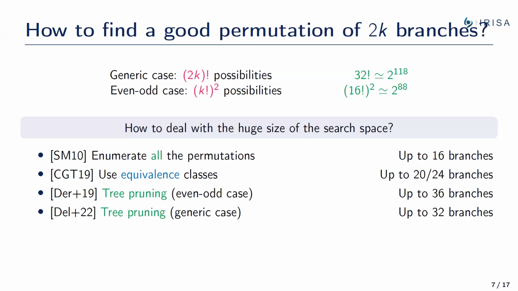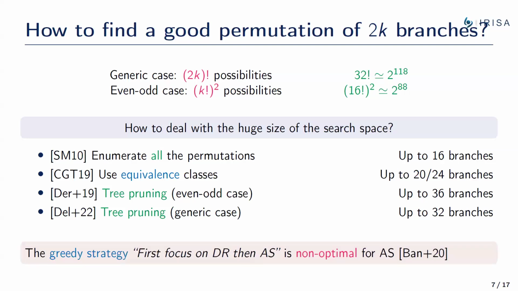There have been several strategies in order to find good permutations. In 2010, the idea was merely to enumerate all the permutations, and the authors could go up to 16 branches. Then two techniques were introduced, equivalence classes and tree pruning, and we could go up to 36 branches in the even-odd case. However, all of these strategies use a greedy approach. They search for permutations with a good diffusion round, and then among them, try to look for some with a good number of active S-boxes. And it has been shown that this strategy is non-optimal. So we want to look at even larger spaces.